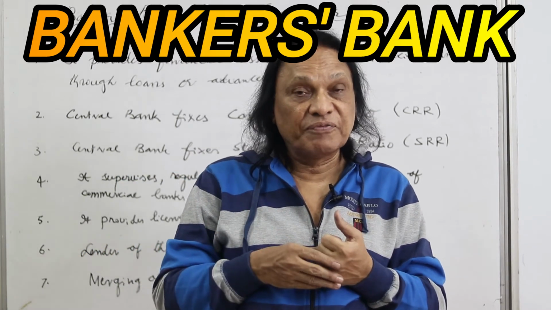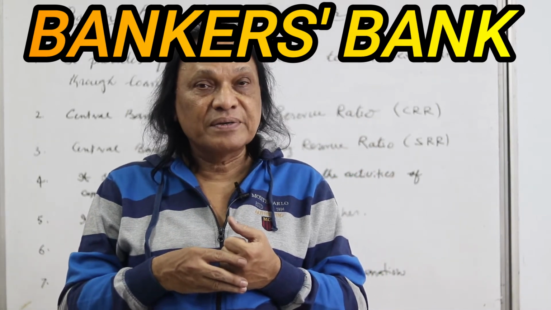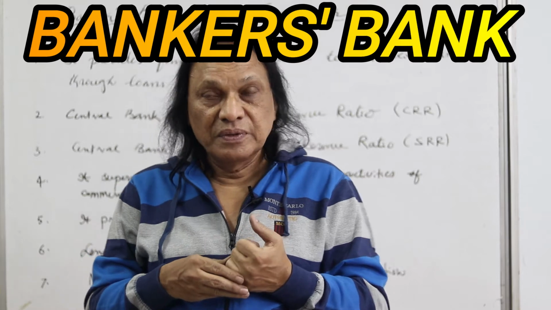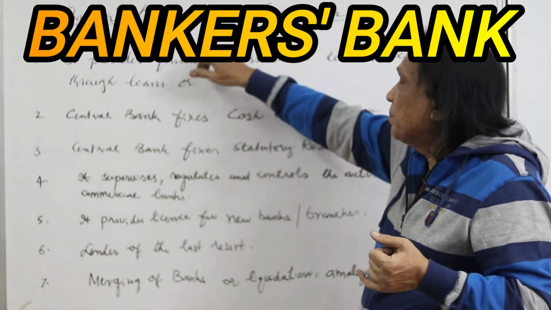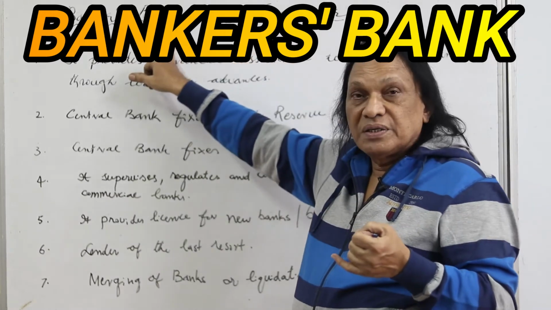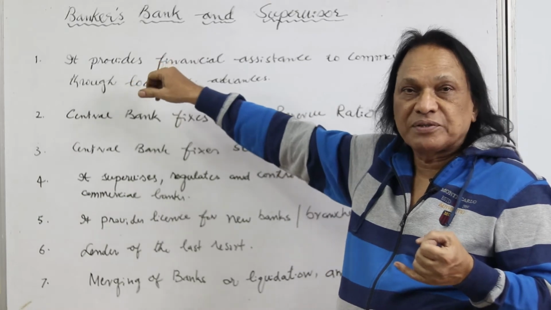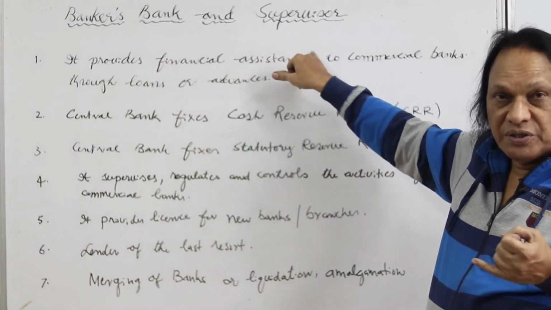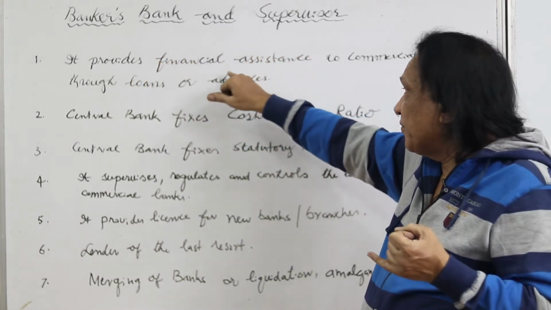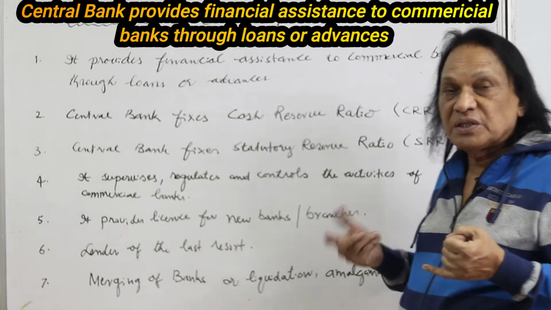Let's see the functions of the central bank as banker to the banks. The first function is Bankers Bank and Supervisor. Why do we call it the Bankers Bank? It helps all the other commercial banks and it supervises them. It provides financial assistance to commercial banks through loans and advances. This is the first point.